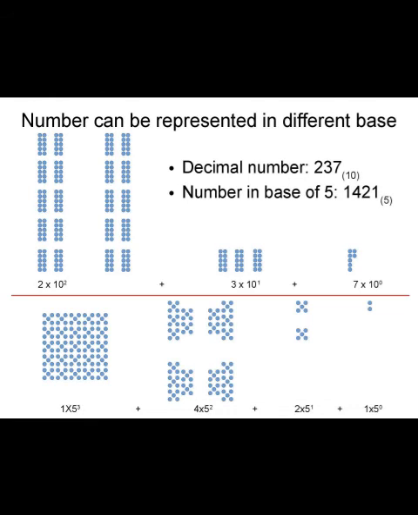This is an example of using a number system with a base of 5. Here, we are arranging 237 in batches of 5. So the decimal number 237 can be converted into base 5 as the number 1421.